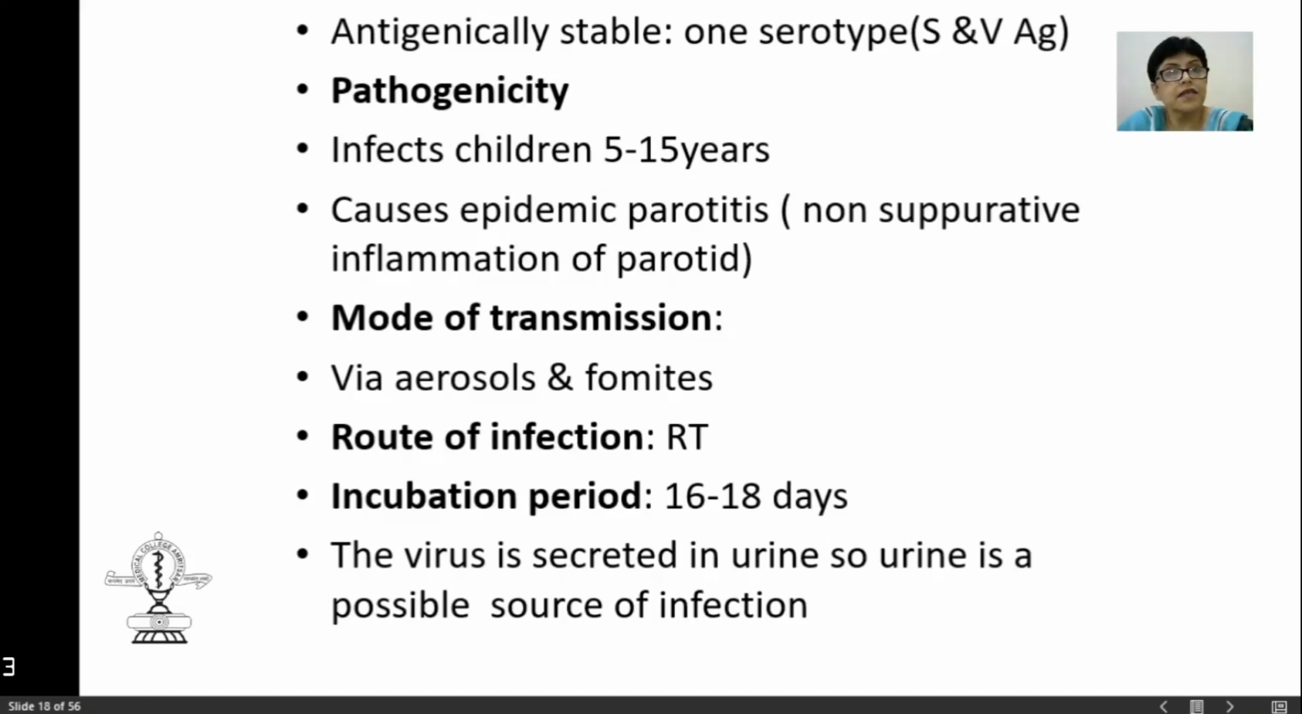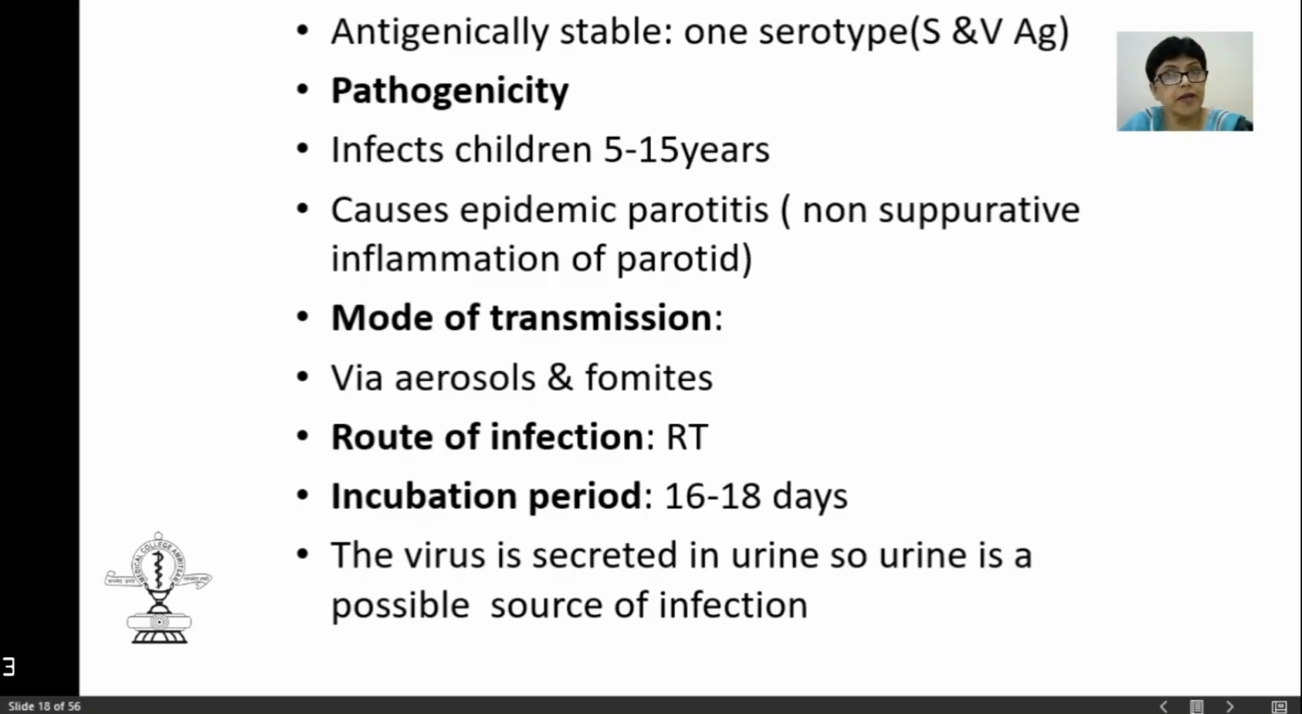This virus is present worldwide, and almost all across the world you have this mumps infection, but there is only one serotype, and these are antigenically extremely stable. Pathogenicity of the virus is amongst children between 5 to 9 years age group, but even adolescents up to 15 years can be infected. In those children who contract this disease later in life, the complications are more severe in the form of orchitis or in the form of very severe meningitis.